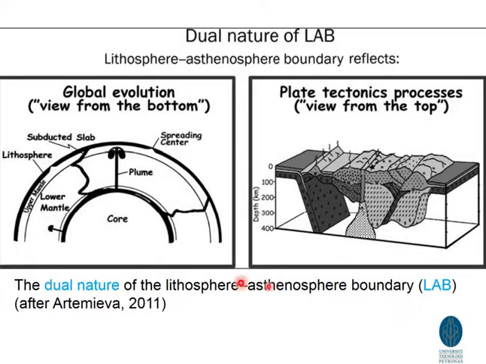These two images show the global evolution in the Earth interior, such as mantle convection affecting the LAB. Similar to tectonic processes at the shallower depth of the surface, it is also affecting the LAB beneath it.